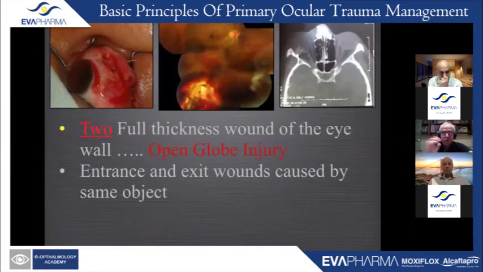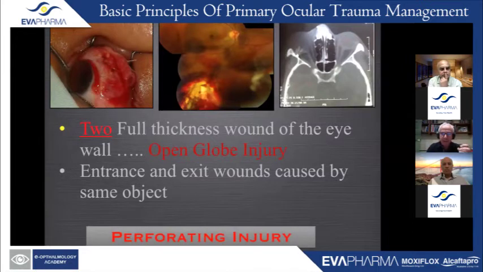Whereas if you have two full thickness wounds where you have an entry site and an exit site with breaching of the eye wall, we call that a perforating injury. So if you have a perforating injury, this will mean that you have one entry, one exit wound.